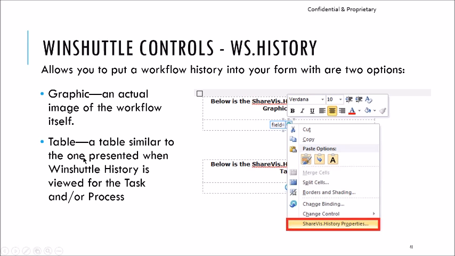I use the table option, and with that table option, wherever you put the history control, you'll see who the originator was, who the manager was, what time they reviewed it, what time they completed it, and what their disposition was. So the disposition means they approved or rejected it.